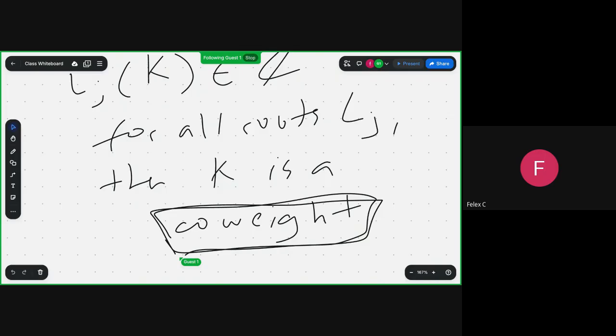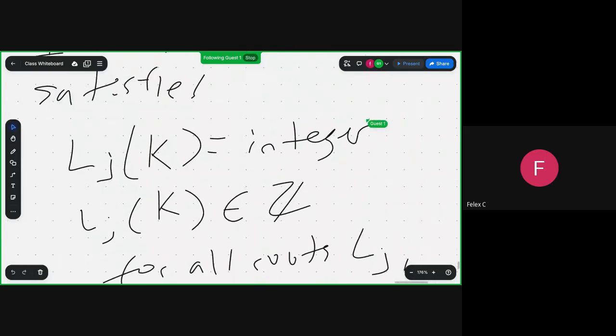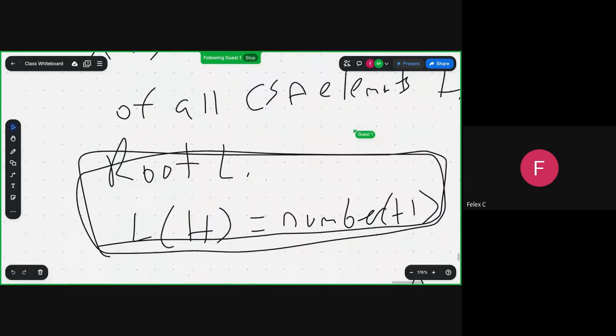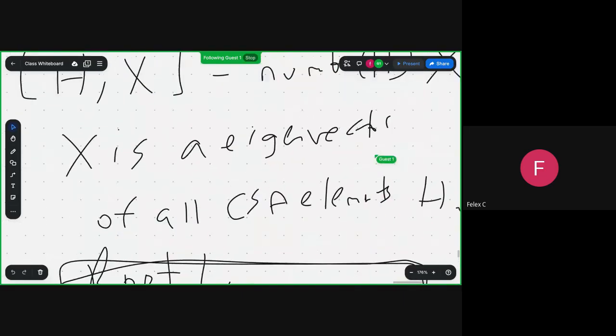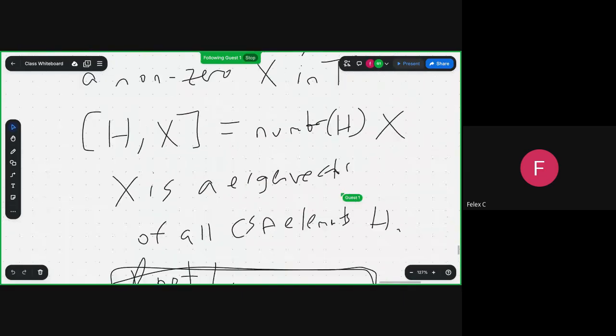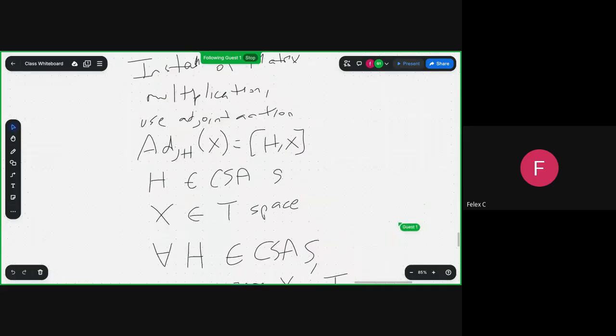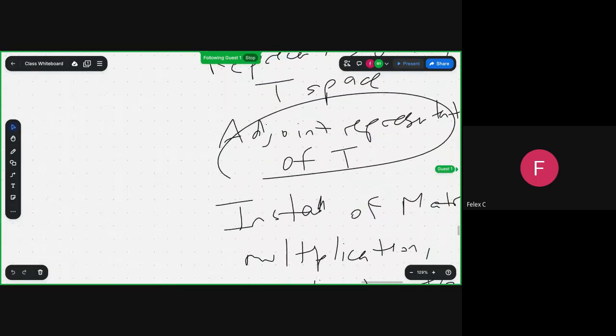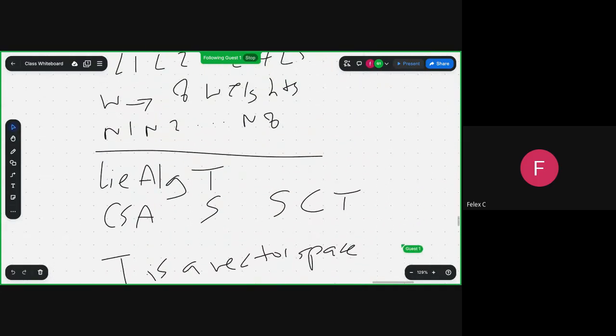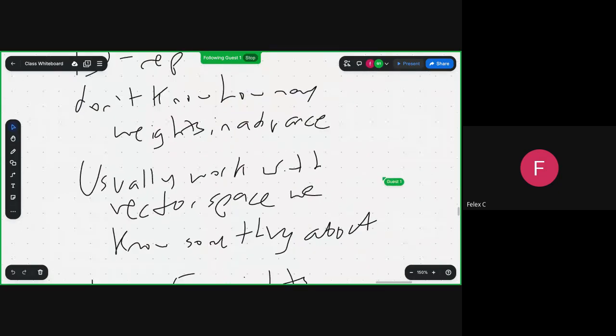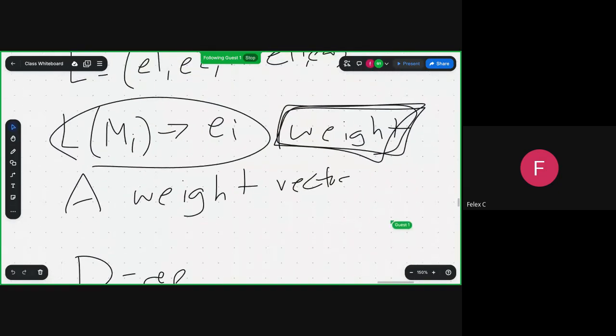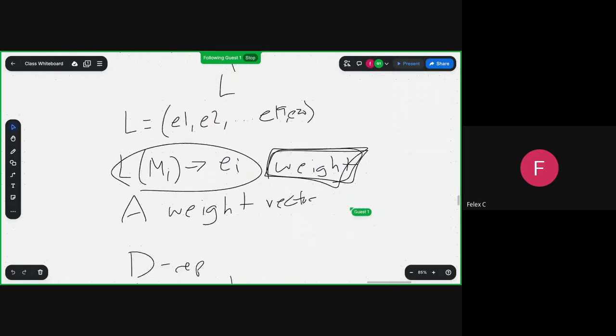Coweights, roots, and weight. That is it.